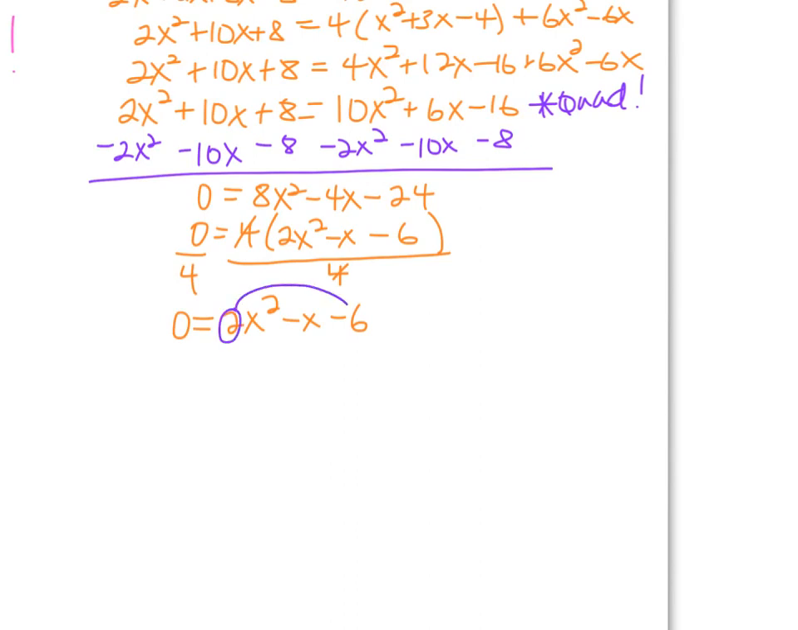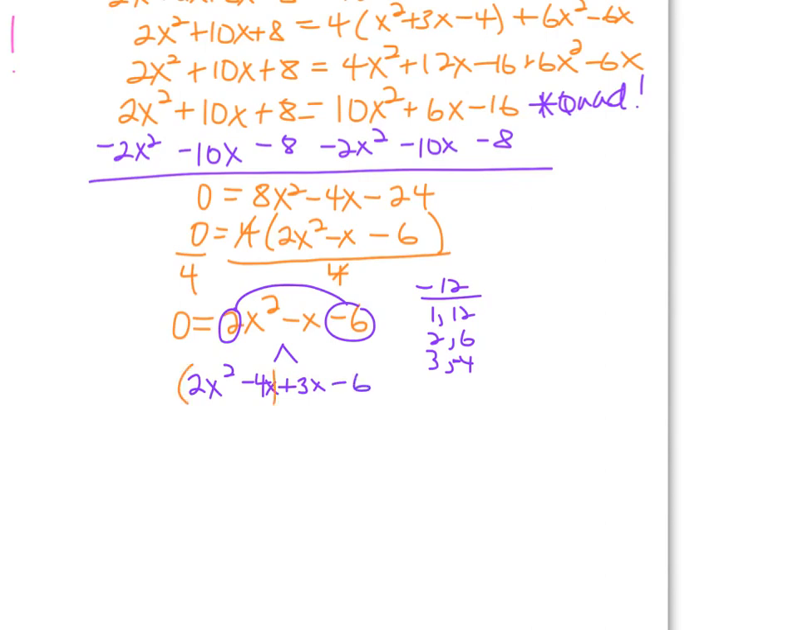A times c. 2 times negative 6 is negative 12. Numbers that go into 12 are 1 and 12, 2 and 6, or 3 and 4. We want negative 1 in the middle. That means we'd have to make the 4 negative and the 3 positive. I'm going to split that up and do minus 4x plus 3x, and then put that 2x squared out in front and the minus 6 at the end.